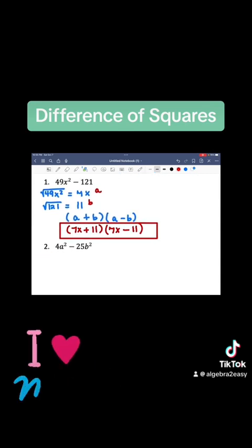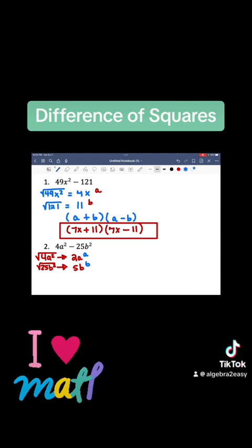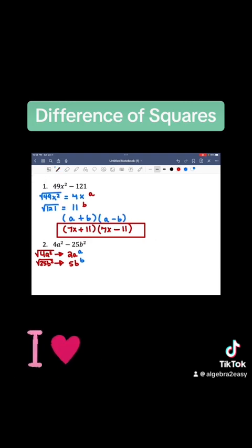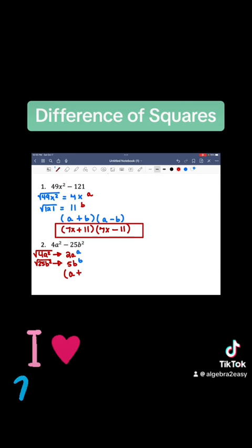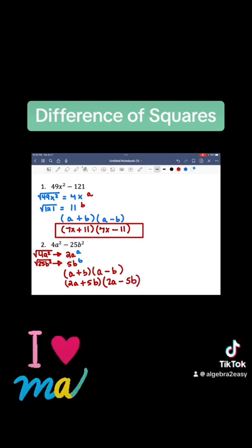So, again, we're going to take the square root of the first term. So, the square root of 4a squared is going to be 2a. Then we're going to take the square root of 25b squared. You're going to get 5b. So, now you have your a, and then you also have your b. So then you are ready to write your factored form. Remember, it should be in the format of a plus b times a minus b. So then we have 2a plus 5b times 2a minus 5b. And that's it.